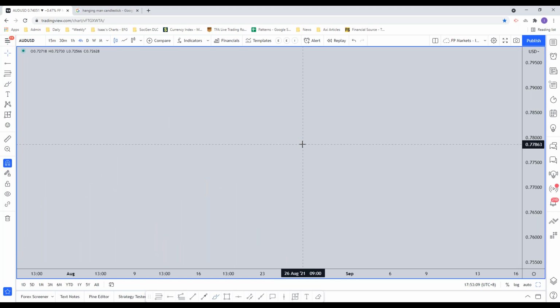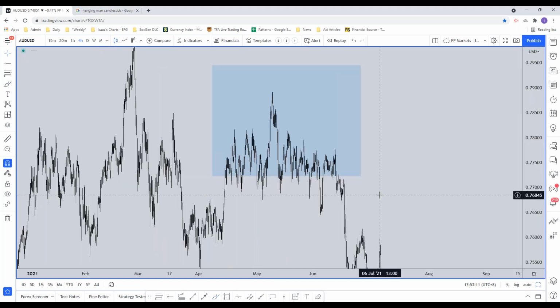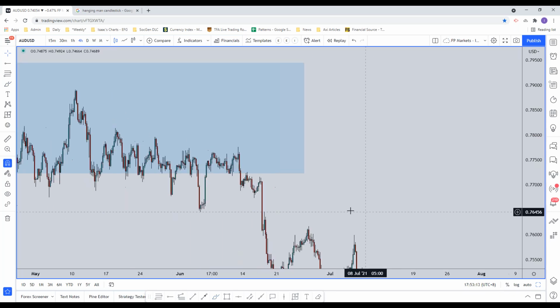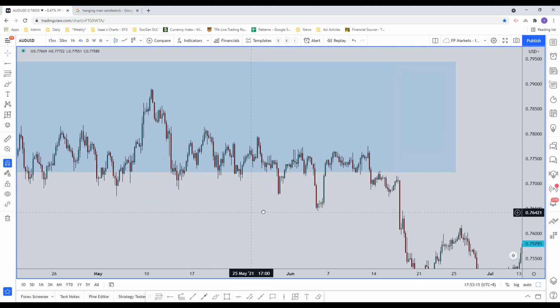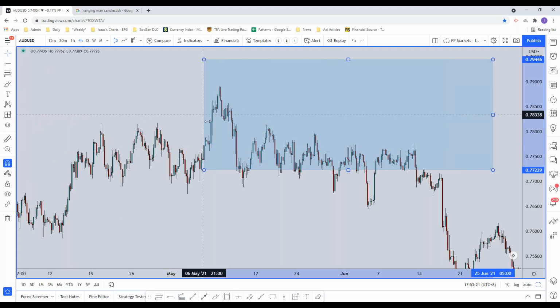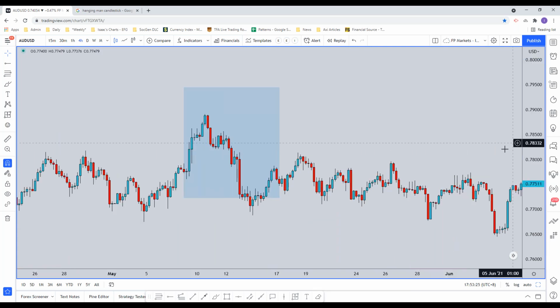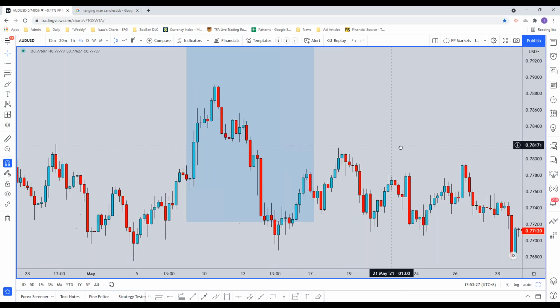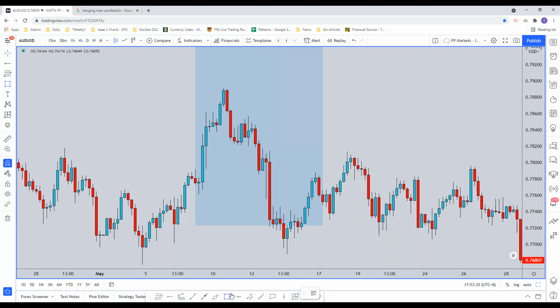On the 4 hours, you can zoom in right at the top as well once more. And there is another bearish engulfing. Right, on this 4 hours, the bearish engulfing is much clearer.